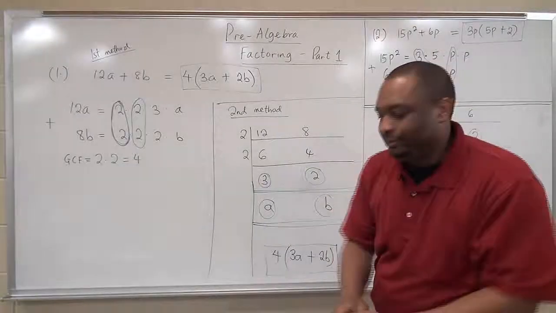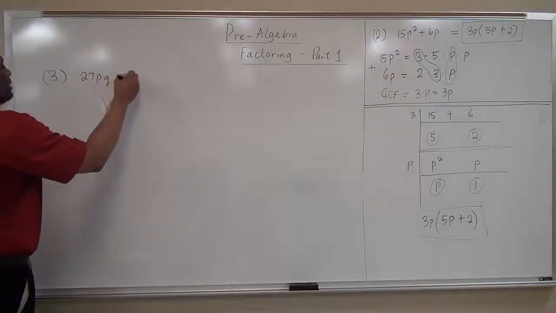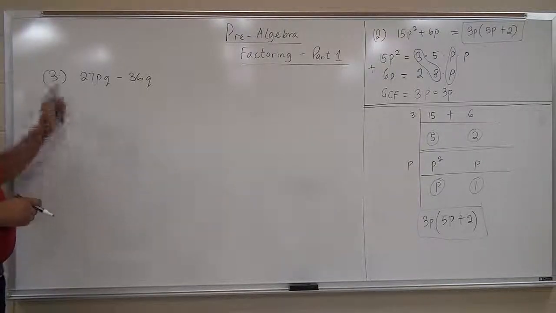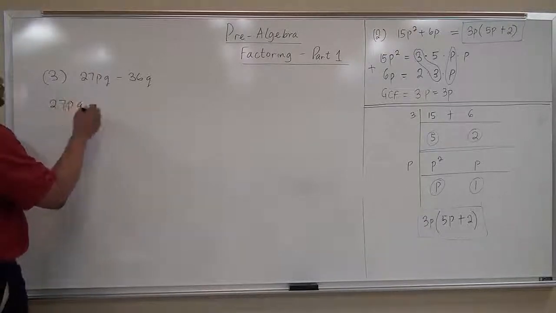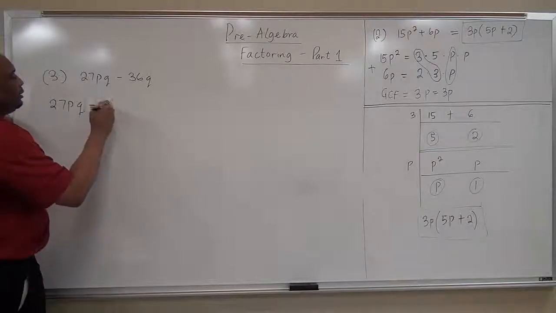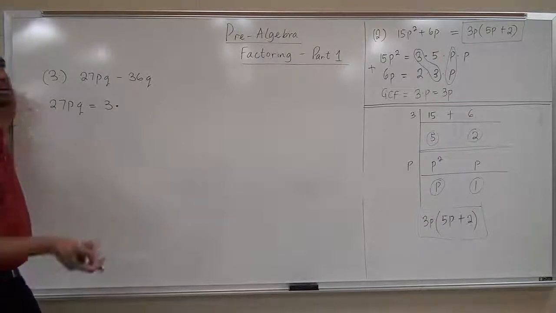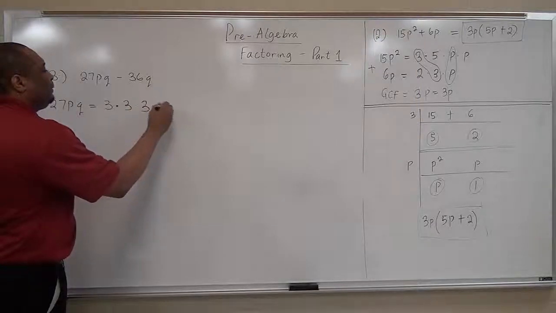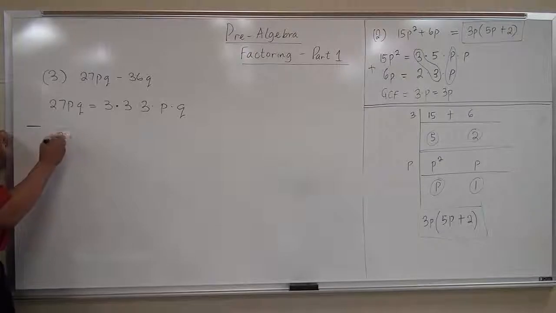You tell me. Then 27PQ minus 36Q. Okay? So if we kind of do 27PQ, right? It's going to give us what? 2 cannot go, 3 times. 27 divided by 3, 9. So 9, you can divide it by 3 again. 9 divided by 3, 3 again. Times P times Q. Then this is minus. This is your minus here.